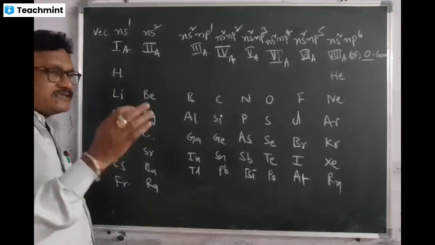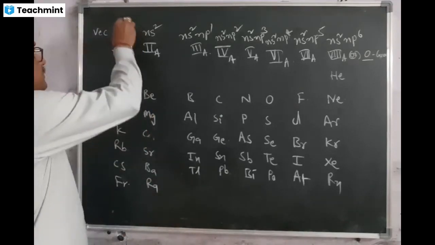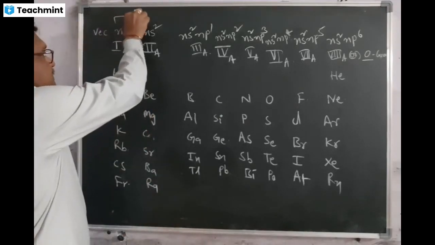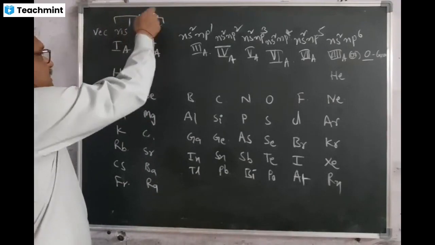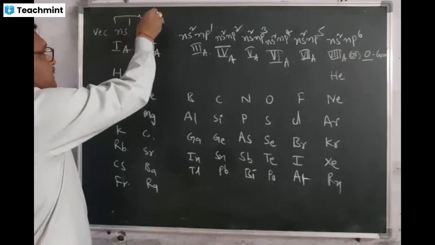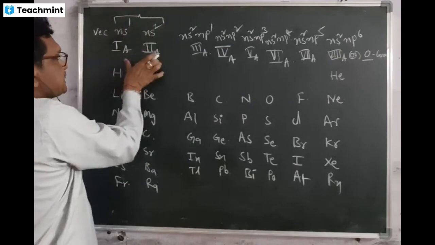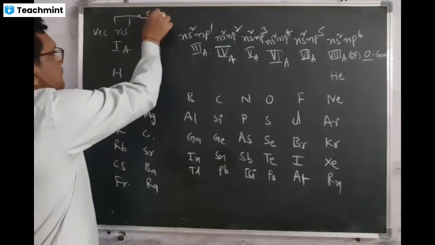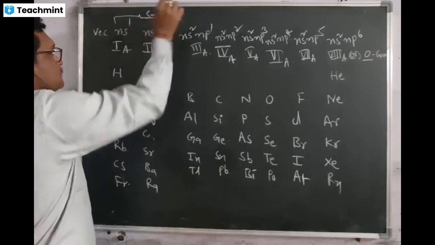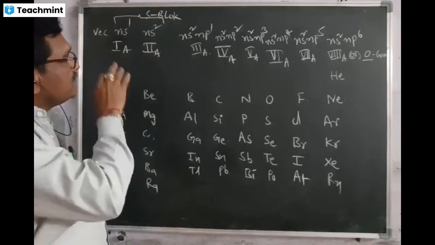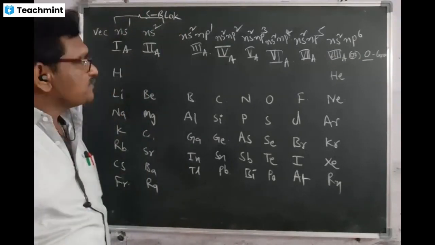Try to listen and hear this. Here s1, s2 configuration means that electrons are entering into the s orbital. That's why these first A and second A group elements are called s block. I already told you, but even though I am explaining now, remember this.